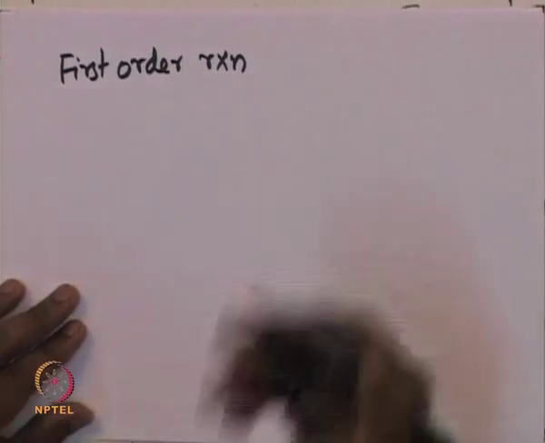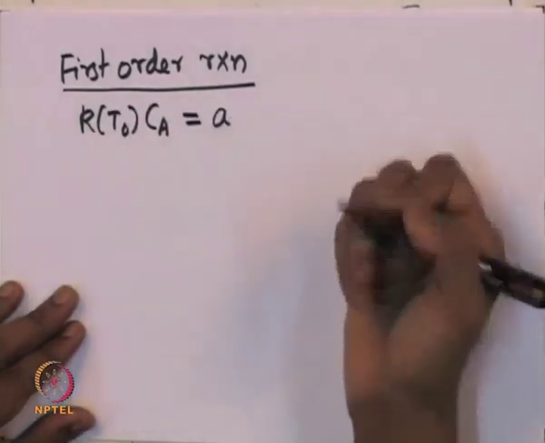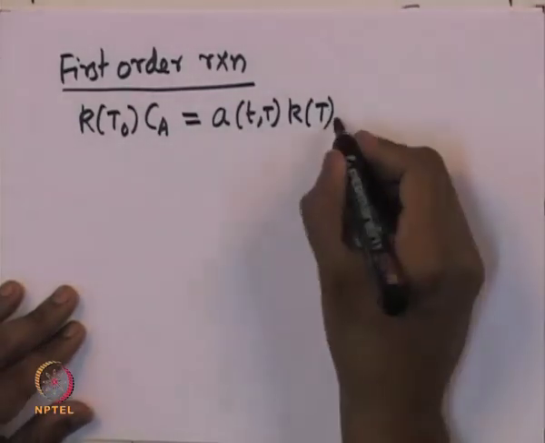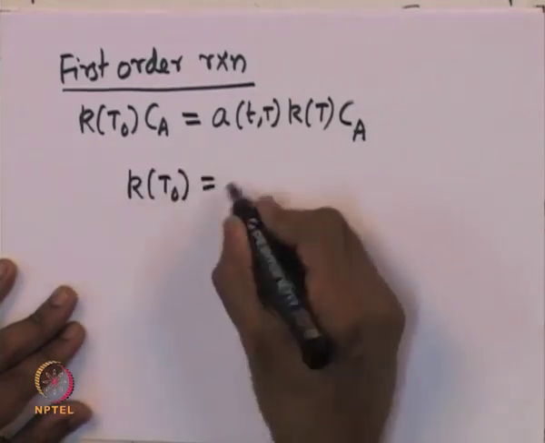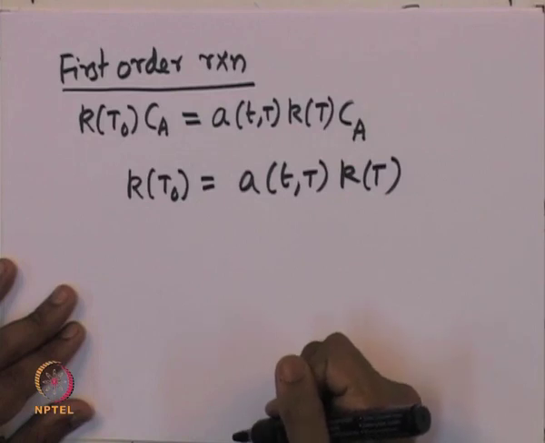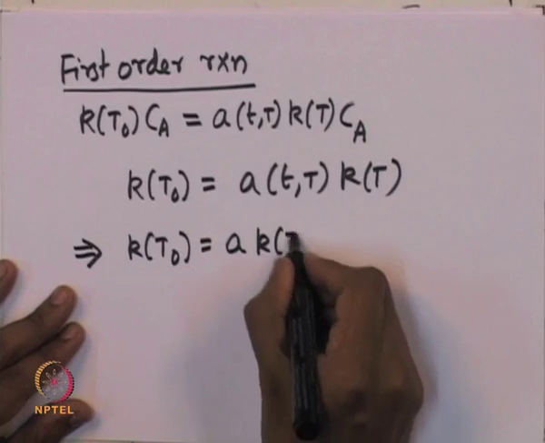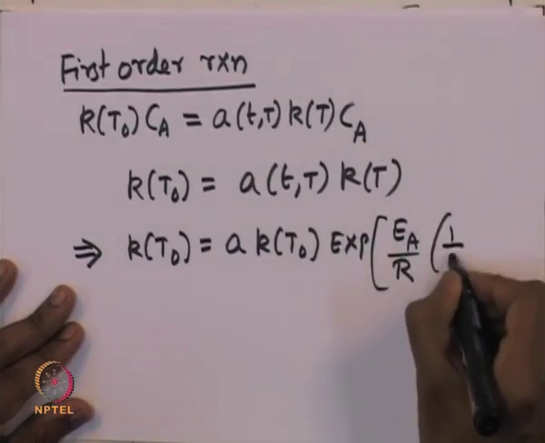Now, if we assume that it is a first order reaction, and also neglect the concentration variations, then we can write k of T naught into C A should be equal to the activity of the catalyst multiplied by k, the specific reaction rate at a particular temperature, multiplied by the corresponding concentration C A. Neglecting the variations in concentration, k of T naught equals a into k of T. From the Arrhenius dependence of the specific reaction rate, we can rewrite this as k of T naught equals a into k of T naught multiplied by exponential of E A, the activation energy for that reaction, divided by R, into 1 by T naught minus 1 by T.